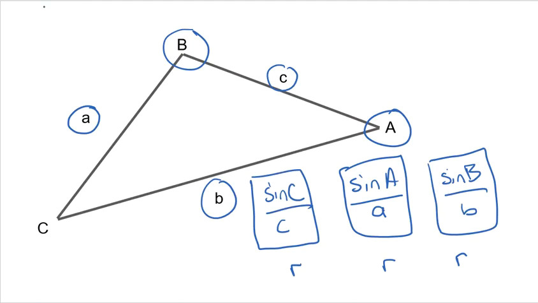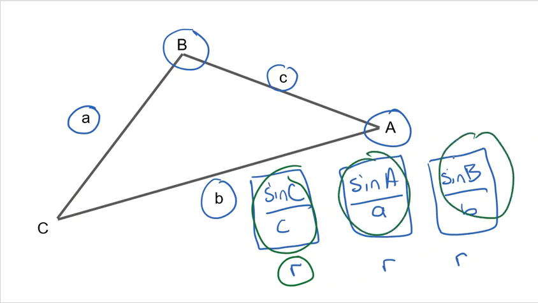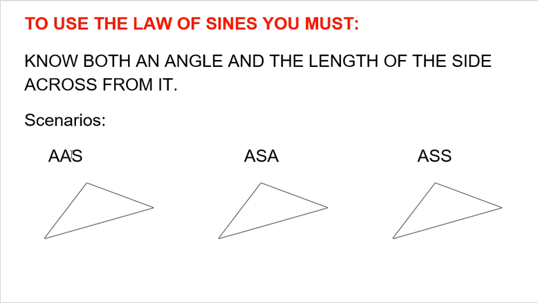I need to know what that magic ratio R is. The only way I could find that ratio is if I know either both B's, both A's, or both C's. So once I find that magic ratio, whether I use the C's, the A's, or the B's, that magic ratio is going to be the same for the other values in that triangle. So there are three scenarios where we could use the law of sines.